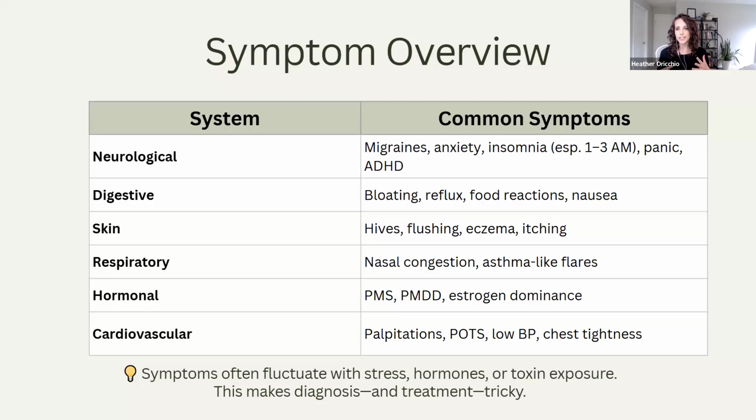So what makes this really difficult to identify is the symptoms can fluctuate with stress, with women's hormonal fluctuations, because this is primarily affecting women, but I do work with men as well. And then toxin exposure. So thinking about all the different things that we can get exposed to on a daily basis.